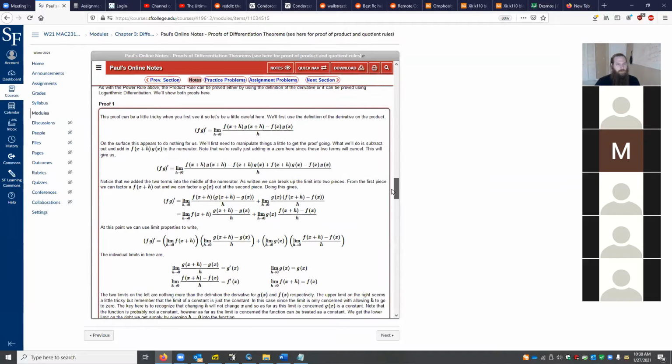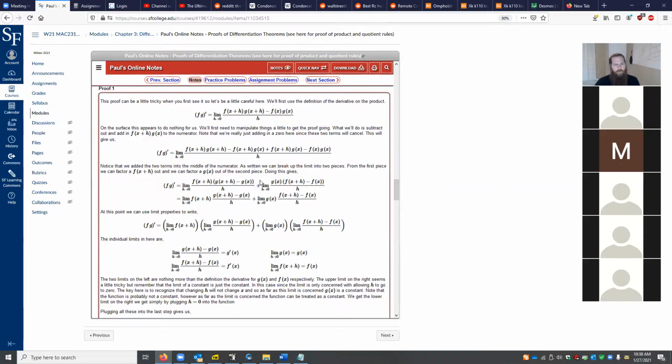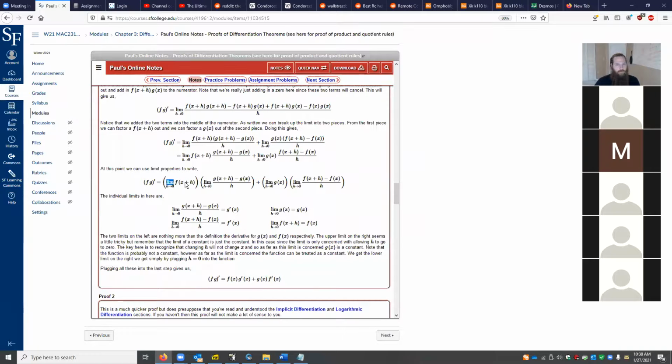Here's your proof of the product rule. I know this looks a little bit scary, but if you take your time reading this, you'll find it's really not scary. We just start by writing down the definition of the derivative. Then he does this little trick where you add and subtract this term. Then you regroup the pieces and you'll see that you really do get this piece, which is f of x, times this piece, which is g prime, plus this piece, which is g of x, times this piece, which is f prime. And that's the rule.